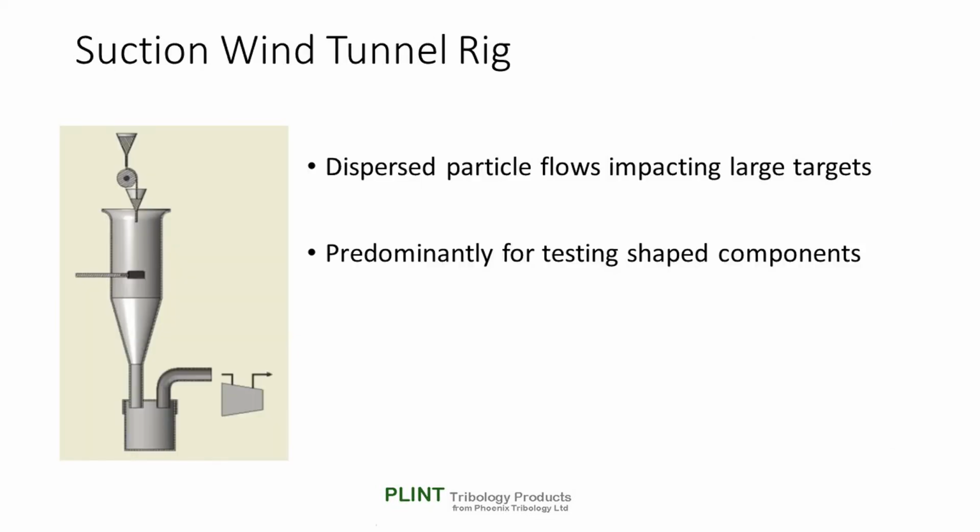A suction wind tunnel rig will allow lower impact velocities and lower particle flux. Such rigs are normally quite large and with significantly dispersed particle flows impacting large targets. Particles are fed from a hopper system in the inlet contraction of the wind tunnel and accelerate under a combination of gravity and air velocity. Because of the large size and expense of the test rigs, wind tunnel methods are used predominantly where information on the performance of shaped components such as canopies and wind turbine blades, etc., is required rather than for study of material response alone.